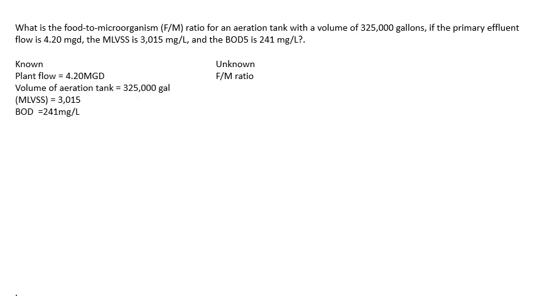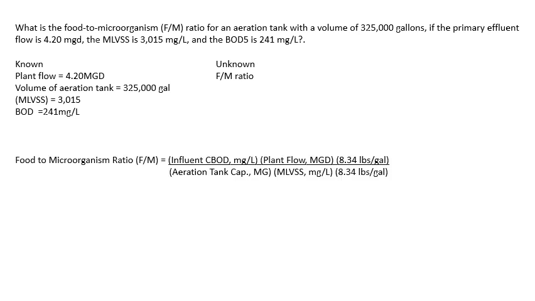So our plant flow is 4.20 million gallons a day. The volume of the aeration tank is 325,000 gallons, which we're going to have to convert to million gallons. The MLVSS is 3,015 milligrams per liter. The BOD is 241 milligrams per liter, and we are looking for the food to microorganism ratio. So again, here's the formula that we've been using this whole time for the F/M ratio. We're going to go ahead and plug our numbers in.